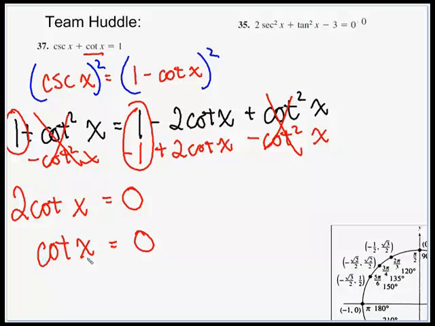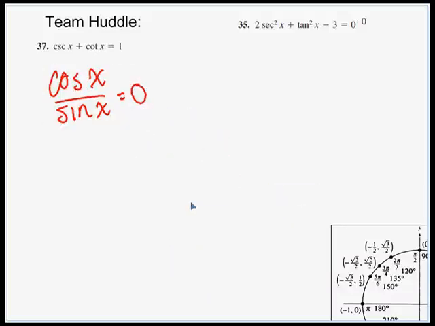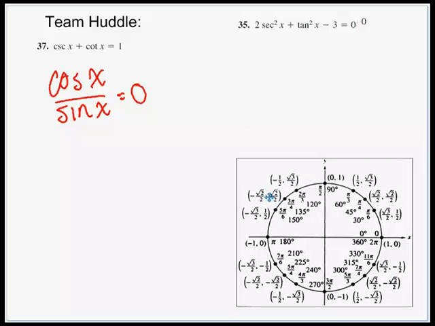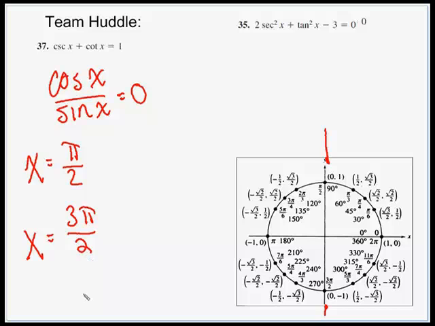And let's remember one of our quotient identities. Cotangent is cos over sine. Cos of x over sine of x. When does that equal 0? Well, that equals 0 when the numerator equals 0. If the denominator equals 0, of course, the world blows up. So we want to know when the numerator is equal to 0. When does cosine equal 0? Cosine are our x values, and that occurs at half pi and at 3/2 pi. So x equals half pi and also at x equals 3/2 pi.